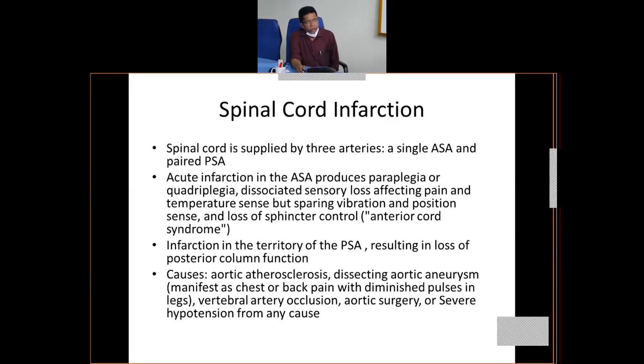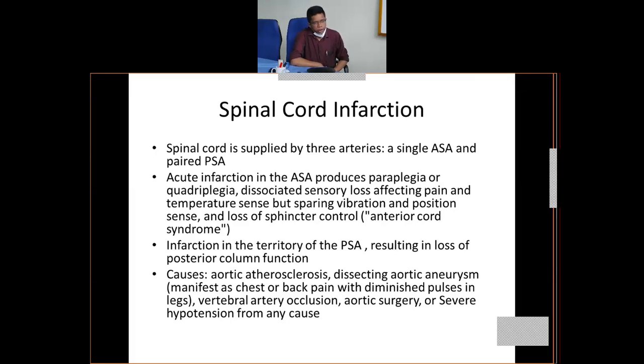Spinal cord infarction is one of the important causes of paraplegia. As you know, the spinal cord is supplied by three arteries: one single anterior spinal artery and paired posterior spinal arteries. So if there is acute infarction of the anterior spinal artery, it produces paraplegia or quadriplegia, dissociative sensory loss affecting pain and temperature sense but sparing vibration and position sense, and loss of sphincter control, also known as anterior cord syndrome.